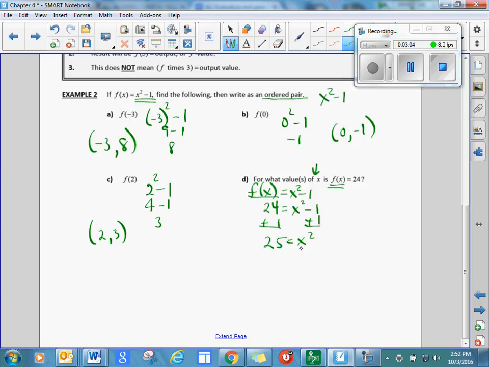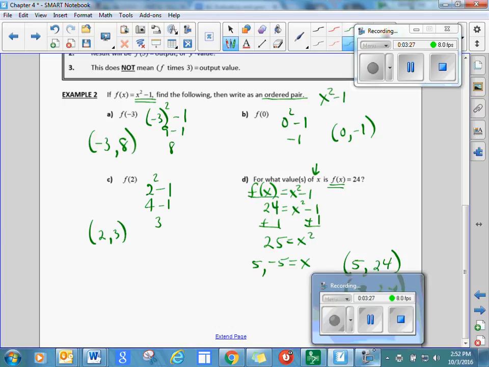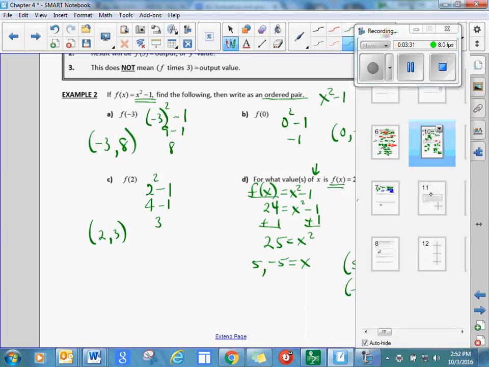And we ask ourselves, what number or numbers squared will be 25? And of course, our values for x are going to be positive 5 or negative 5. So if we were to write the ordered pairs, we would say 5, and the output is 24, or negative 5, and the output is still 24. All right, let's do one more example, a couple more on the top of the next page.